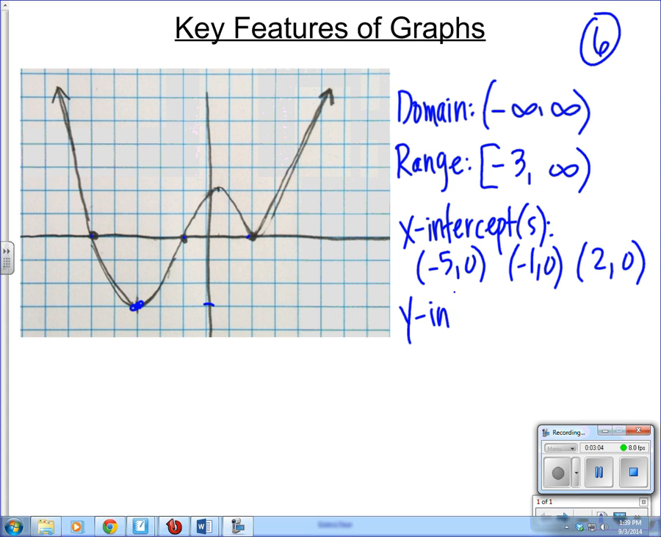Now we go to y-intercepts, or intercept. How many times does this function cross the y-axis? Once. And let's just estimate and say that it's at 2. Okay, I know it's really close, but so y-intercept is 0, 2.